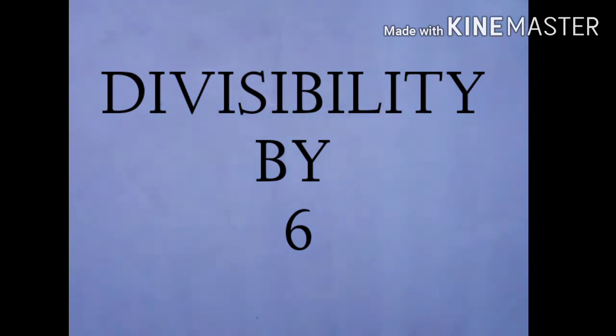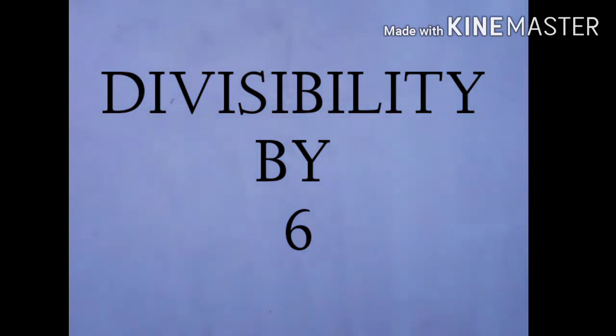Next is divisibility by 6. A number is divisible by 6 if the number is divisible by both 2 and 3. As we have already learned the divisibility of 2 and 3. So how do we check the divisibility of 2? If the last digit of a number is 0, 2, 4, 6 or 8, then the number is divisible by 2. And what about 3?